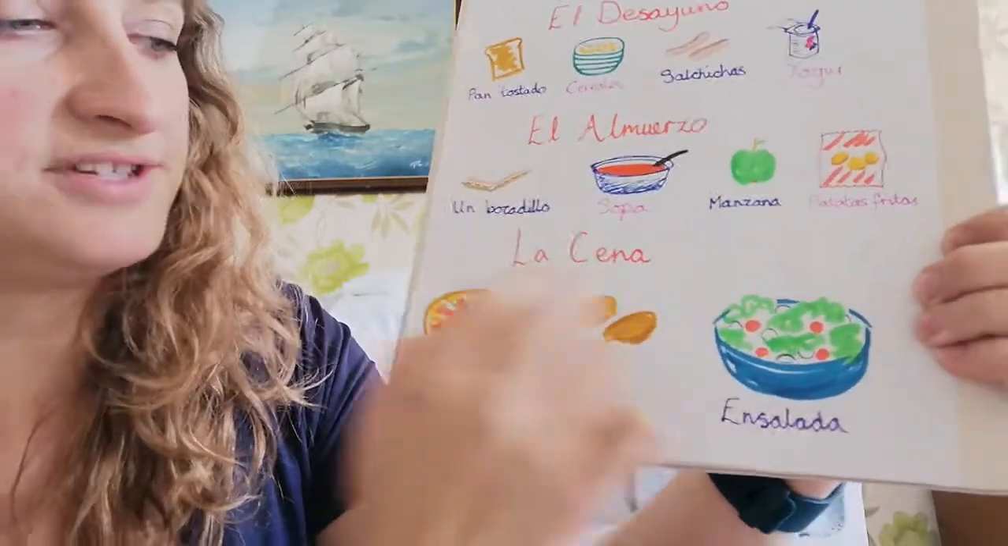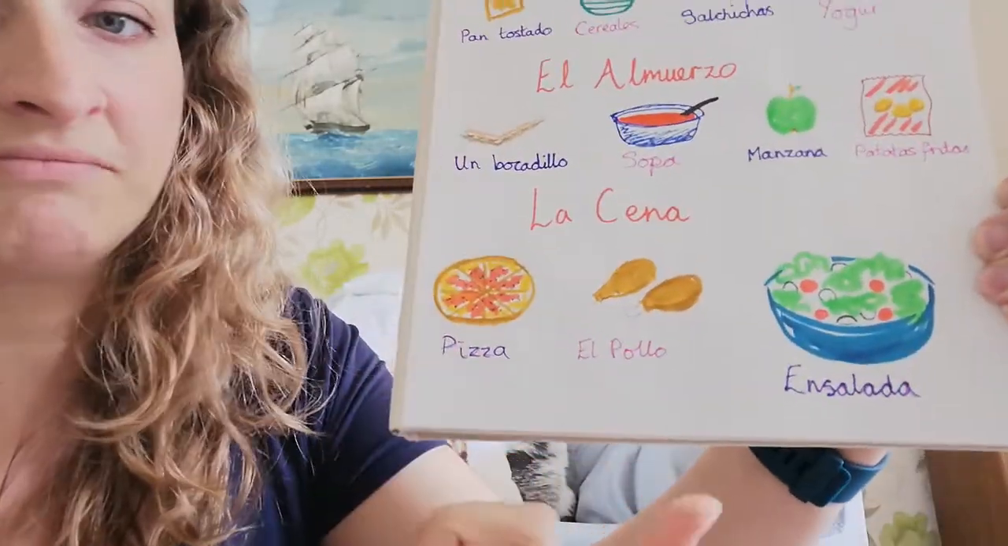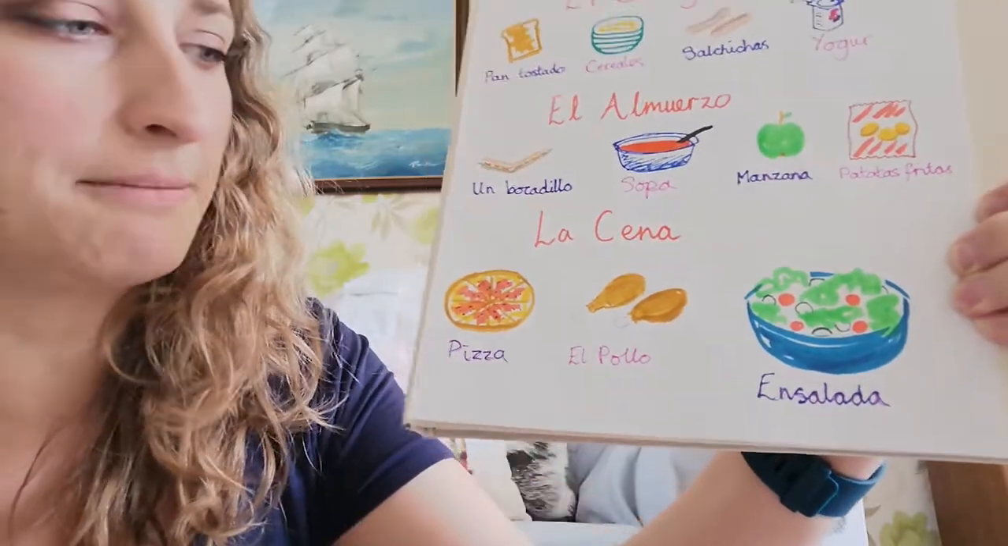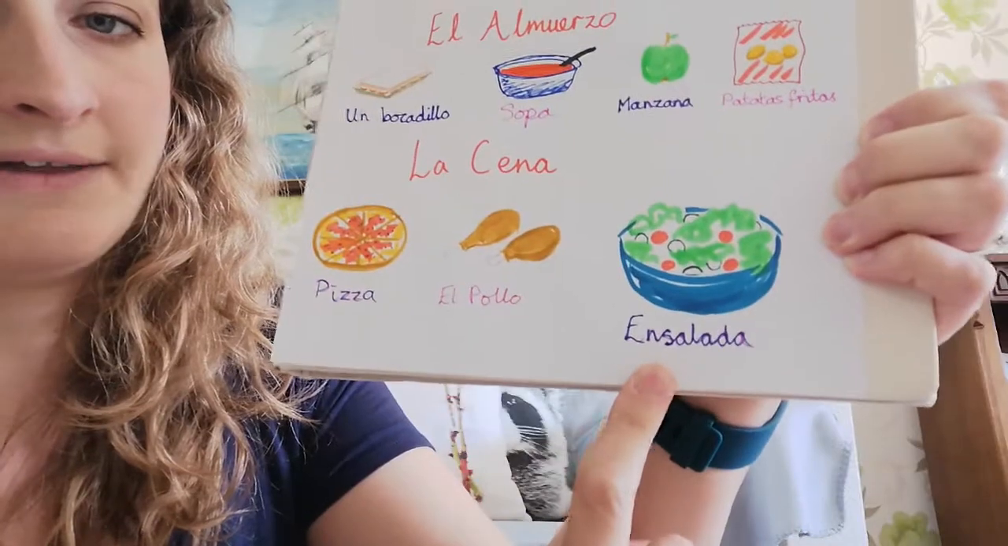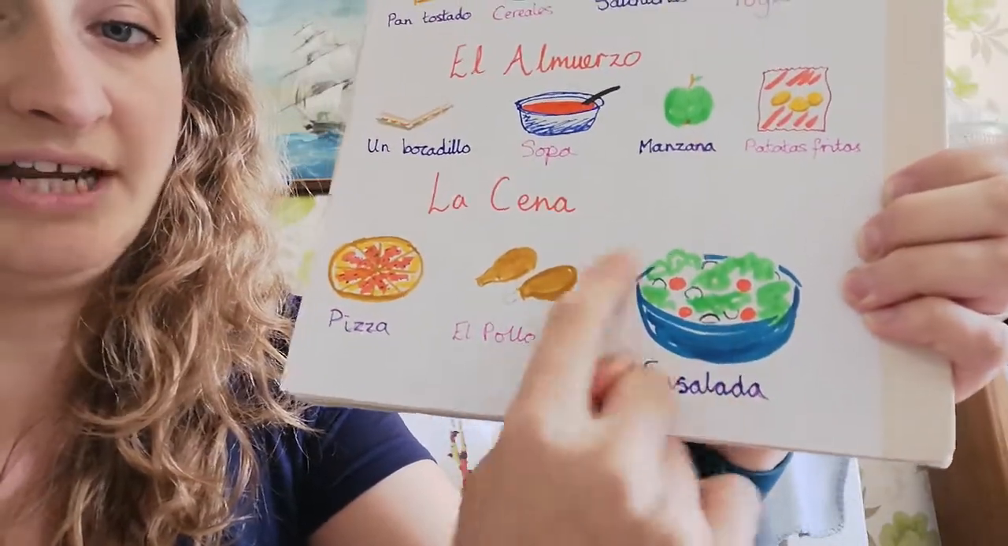And then for dinner, I put some options of pizza. It's the same word, la misma palabra. El pollo, some chicken. And ensalada. It's got salad in the word ensalada. Okay, so there's some ideas of things that you can do.